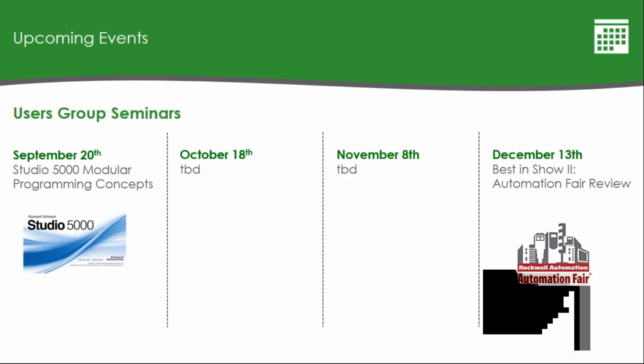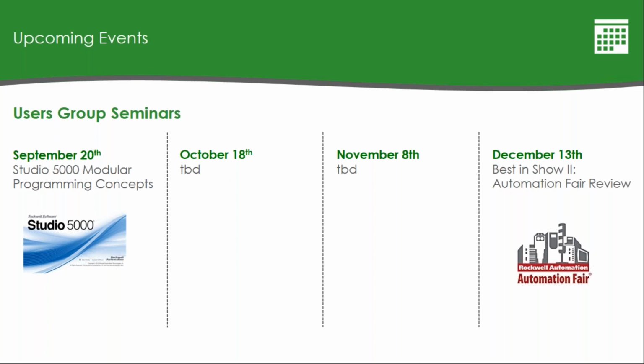Upcoming user group events. We have September lined up. It's going to be on modular coding with Studio 5000, modular programming design, and a little bit into the new ACM, or Application Code Manager. October and November are open right now, but we will fill those very soon. As always, we welcome any suggestions for topics. We're here to help provide the right information to our customers. And in December, what's become a tradition now is our Best in Show 2, and that's going to be our Automation Fair review.